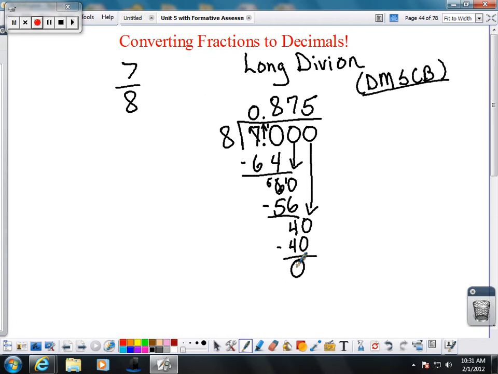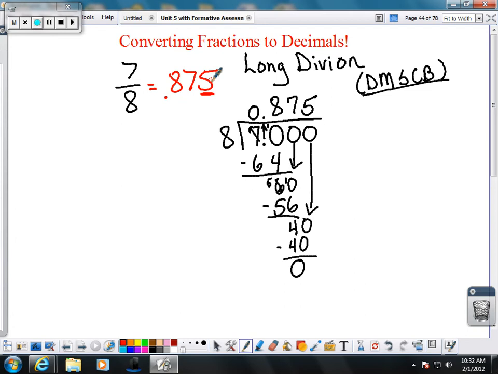So that means that my answer, when I convert 7/8 into a decimal, equals 0.875, which is read 875 thousandths. Remember, we want to read the number 875 and the place value of that last digit, 875 thousandths.